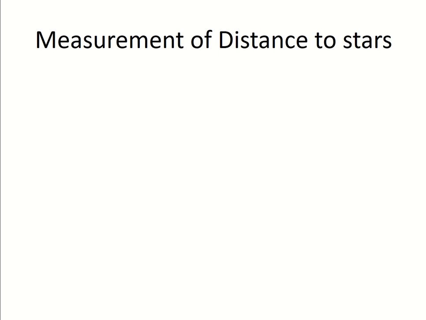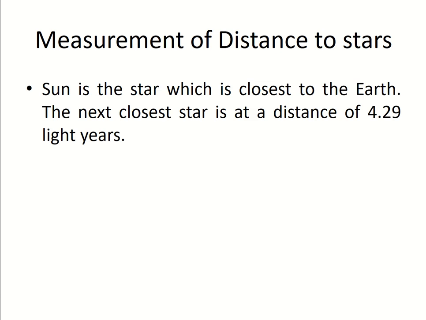What about measurement of distance to other stars? So we have measured the sun, but other stars are very far away from our solar system. The next closest star is at a distance of 4.29 light years. There will be confusion about what a light year is. So the distance traveled by light within a year is called a light year.